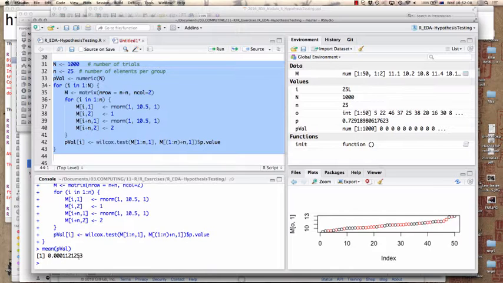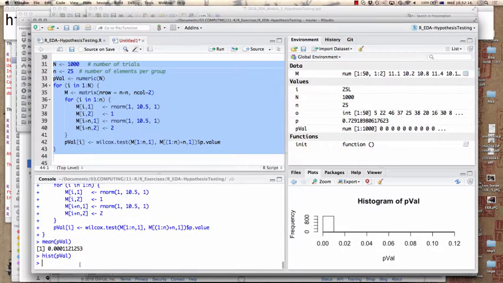I mean, this would be a hugely significant p-value each and every single time. So let's look at a histogram. Histogram of p-val. Can you set the xlim between 0 and 1? So most of our values were really, really small. And if I set the xlim between 0 and 1, I'm only going to see nothing.